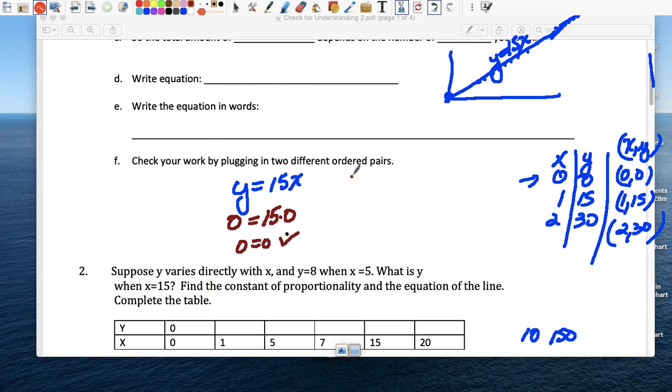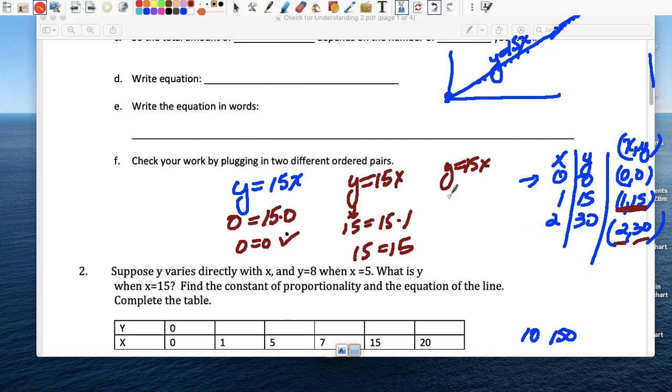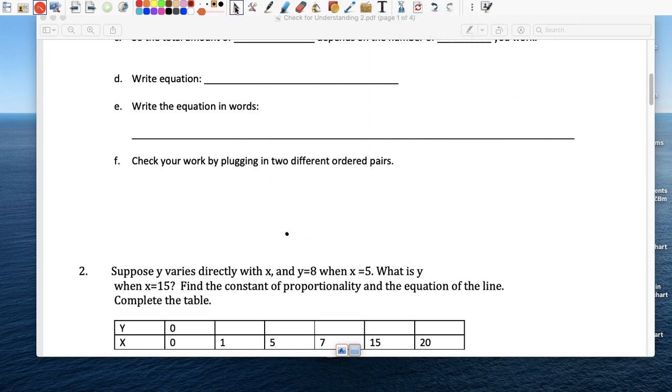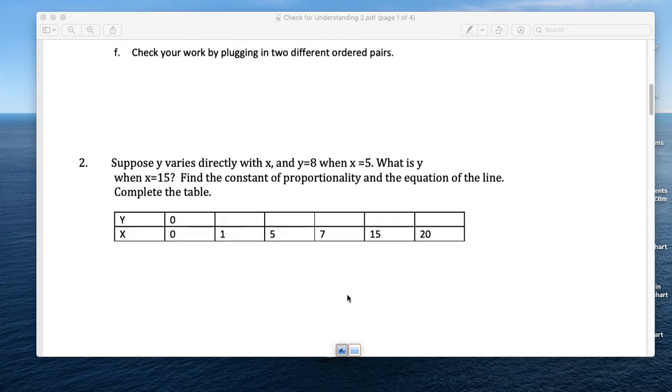Look at that. The equation is true. Let's try another one. Y equals 15x, and let's pick 1 and 15. So x is 1, y is 15. And again, the expression on the left equals the expression on the right. So try 2 and 30. Again, y equals 15x. Y is 30, 15 times 2. Look at that. So it doesn't matter. Whatever 2 points you picked, that'll be fine.